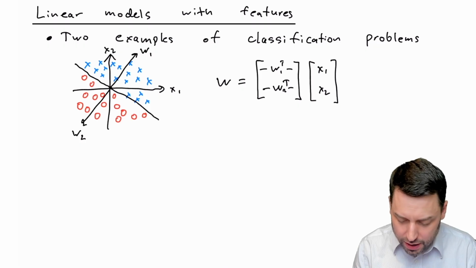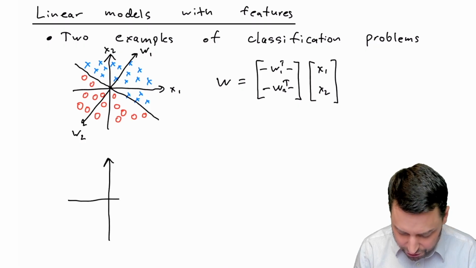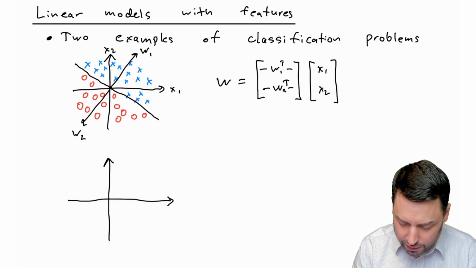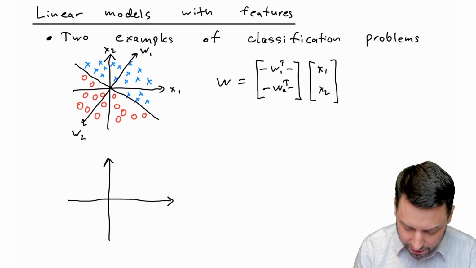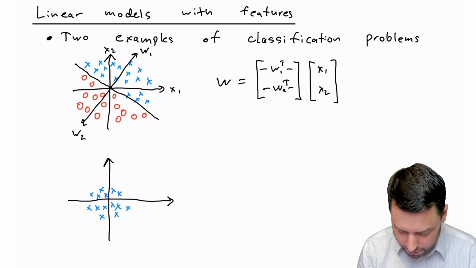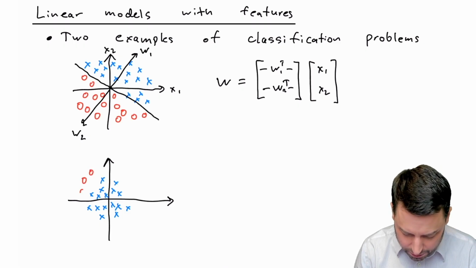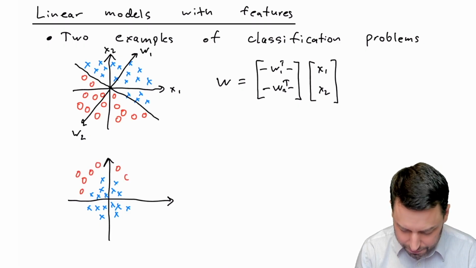But now I want to draw another example of a classification problem. And that one looks like this. Say, all my examples from class 1 are here, and all my examples from class 2 are kind of out here.